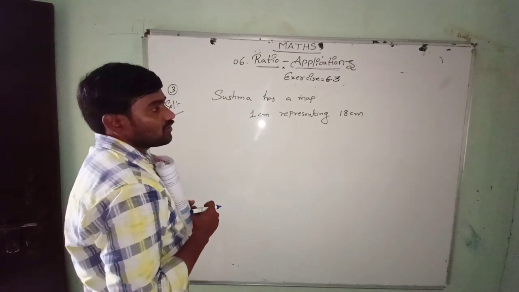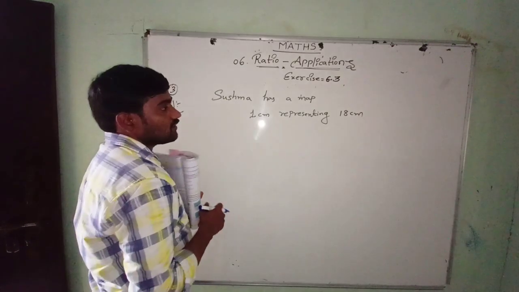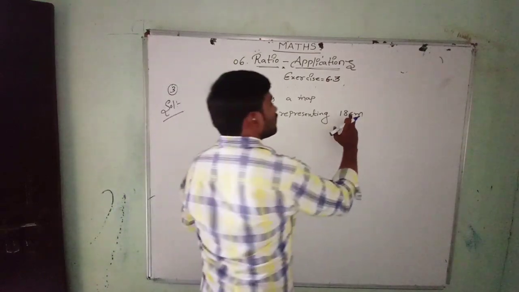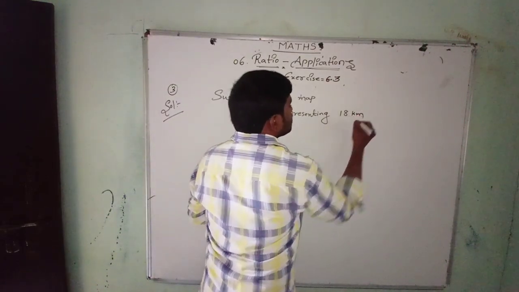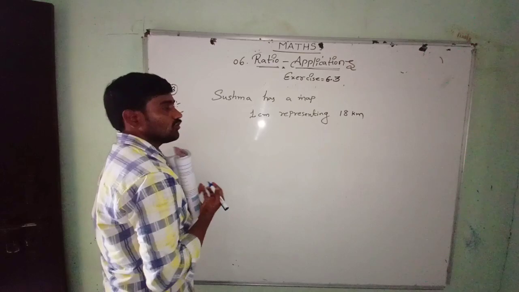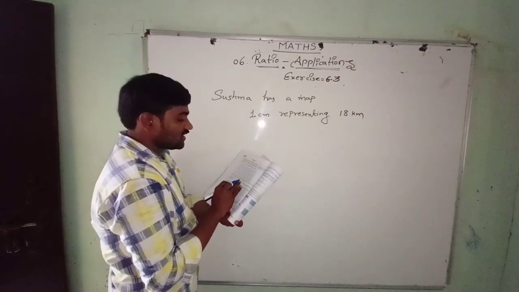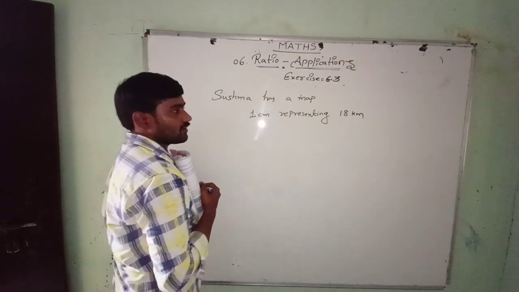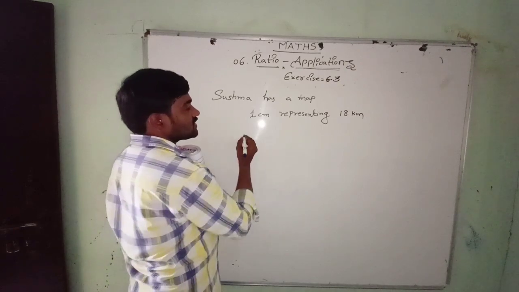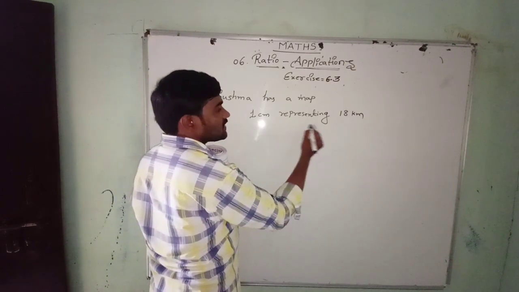She drives on the road for 72 kilometers. Then what is the distance she covered in the map? Suppose the distance covered in the map is x.